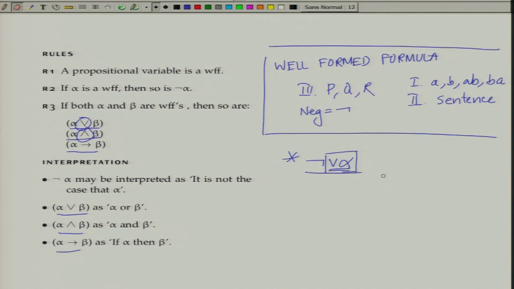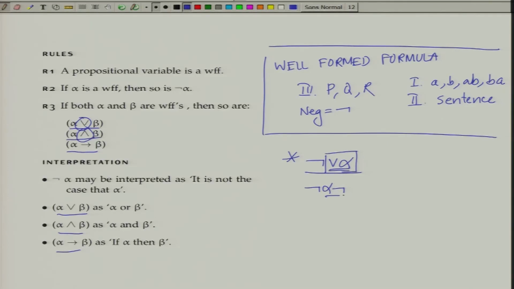So for example, I cannot come up with a string like neg alpha neg, because once again, had alpha neg been a good derivation, we could derive neg alpha neg. But because this is a bad derivation, it is not possible for us to derive this part, so we cannot derive the whole. But on the other hand, we can derive several things. We can easily see that alpha implies alpha or beta implies alpha is a WFF.